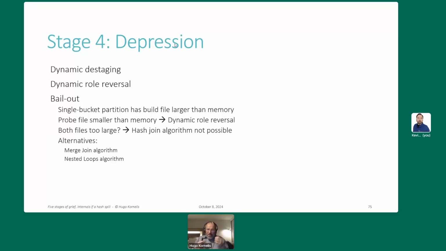So at this point, SQL Server has to realize it cannot do the hash match algorithm. And again, this only applies to that partition. All the other partitions can still be processed the normal way. There's only this single partition, or if you're very unlucky, it might be two partitions, but let's not go there. There is this single bucket partition where both the probe file and the build file don't fit in memory. So for this partition, we cannot do a hash match. The only alternatives to produce correct join results are to use the merge join algorithm or the nested loops algorithm. So let's look at the consequences of each.